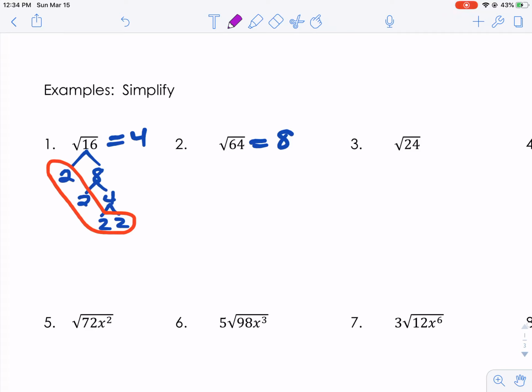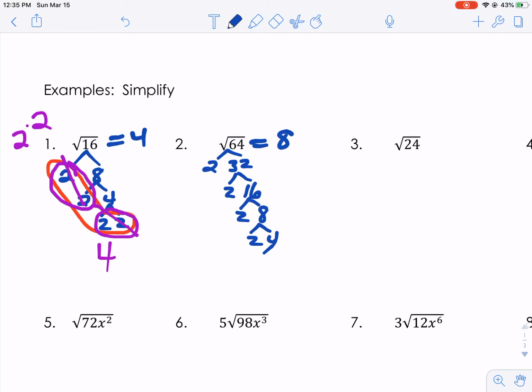So if we do it again with, excuse me, 64, lowest number I'm going to try is 2. It's even, so I know it goes in. 2 times 32. Break the 32 down into 2 times 16, which is still an even number. So 2 times 8. 8's still even, so 2 times 4, 4's still even, 2 times 2, and here's your hockey stick.